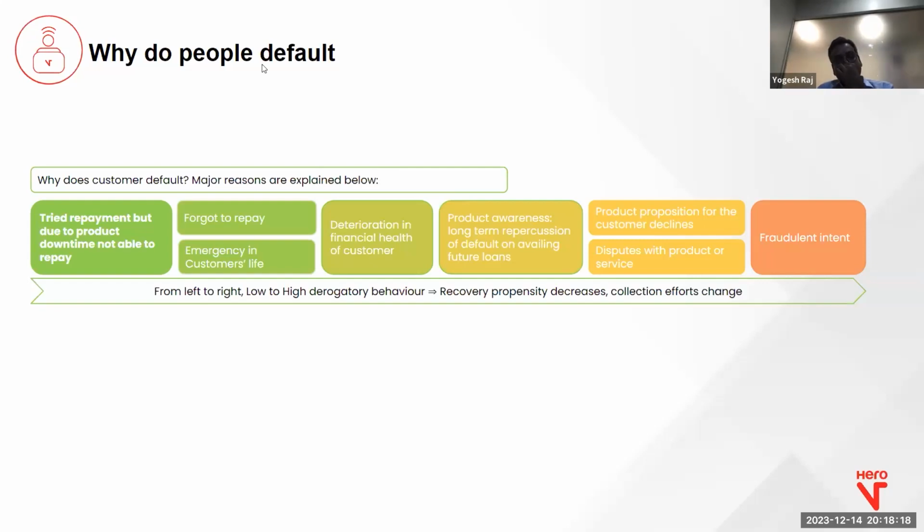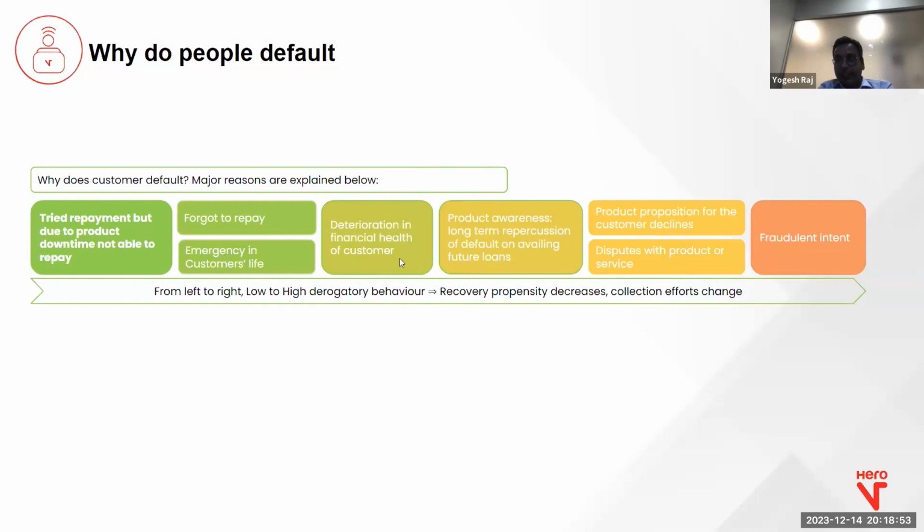The third part which you see is deterioration in the financial health of the customer. For example, the customer has lost the job, or maybe the business got shut down. Although the customer has all the intent to repay, he or she is not able to repay. After that, many times product awareness is not there and long-term repercussions are not known to the customer. This happens a lot with young kids. They think, I have got the money, and even if I don't repay, nothing will happen.